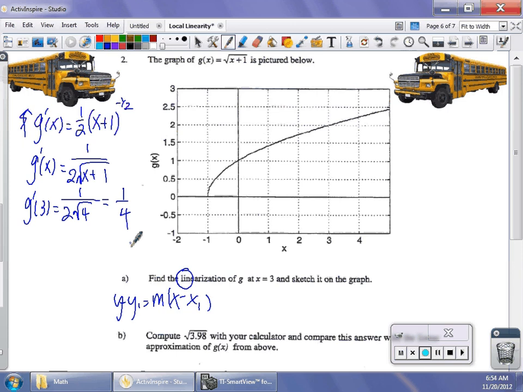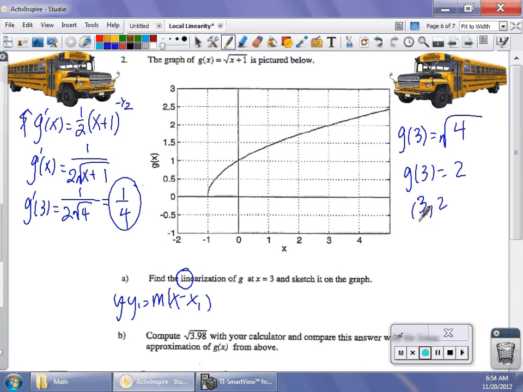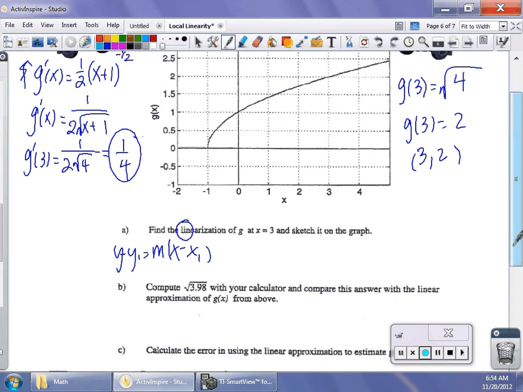Let me make sure. 3 plus 1 is 4. Square root of 4 is 2. 2 times 2 is 4. So that is my derivative, which is going to be the slope of my line. Over here, I'm going to find the y value, g of 3. I would encourage you to do this problem ahead of me and then go back and check yours to make sure you know what you're doing. So 3 plus 1 is 4. The square root of 4 is 2. So I have the point (3, 2). So the tangent line would be y minus 2 is equal to the slope of 1/4 times x minus 3.